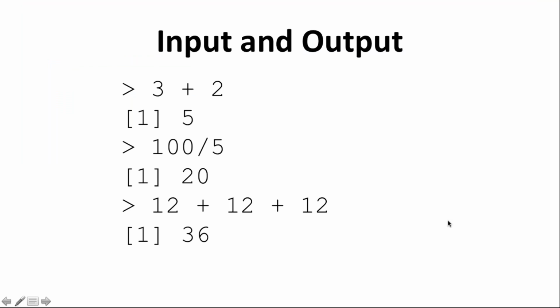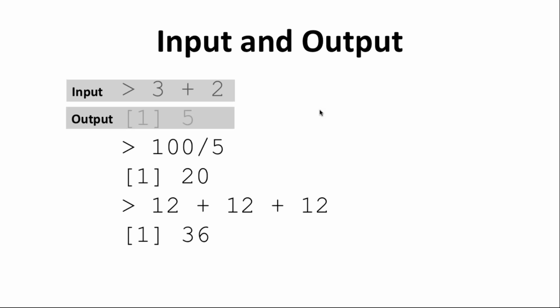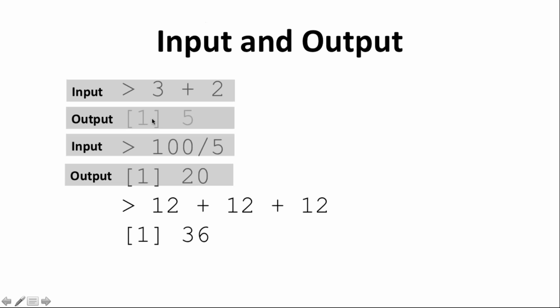Talking about working in the command prompt, I want to talk a little bit about input-output. Our input here is this complicated equation, 3 + 2, and our output here is 5, and so on and so forth. The number 1 in brackets simply means that this is the first line of output. At times, you'll have multiple lines of output, so it's good for you to see that. This means that you're on the first line.